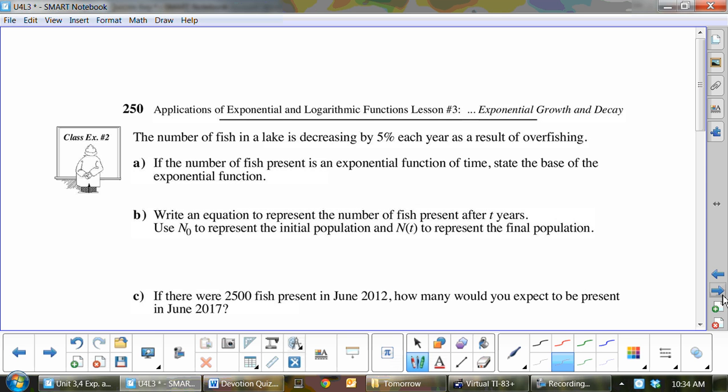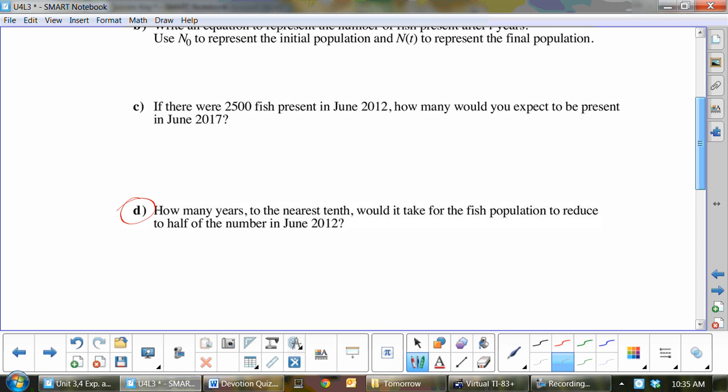Okay, now we're going to talk about where we have decreasing. Now, let's go and do D again. Now, I don't know how many fish I have right now. Who cares? How much do I have next year? I didn't even tell you how many I have, but how much would I have next year?